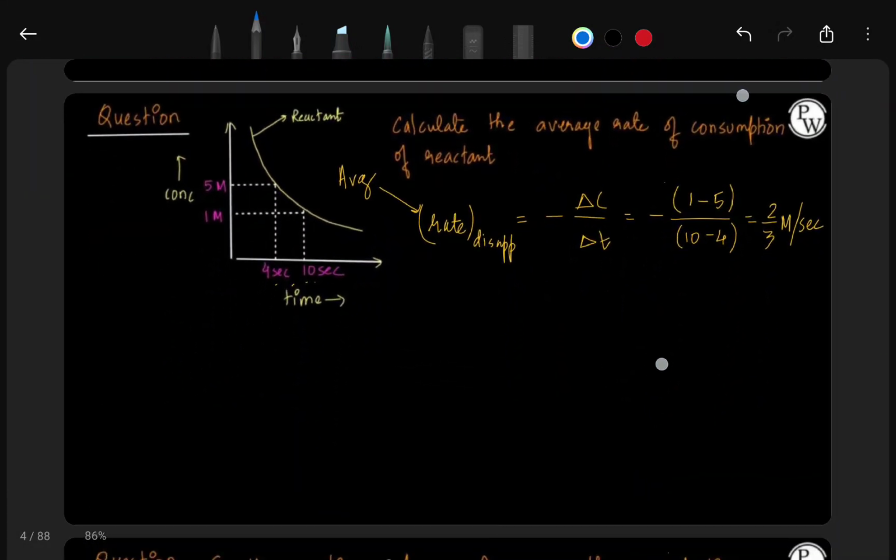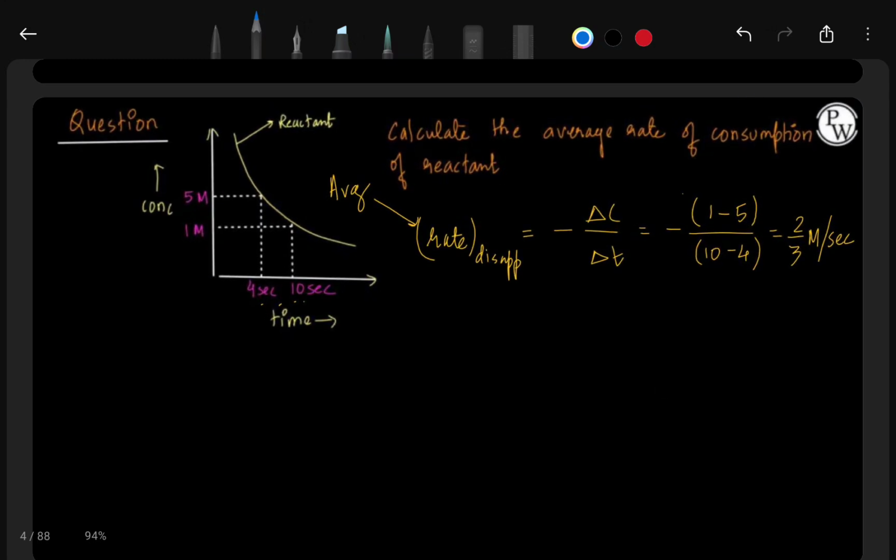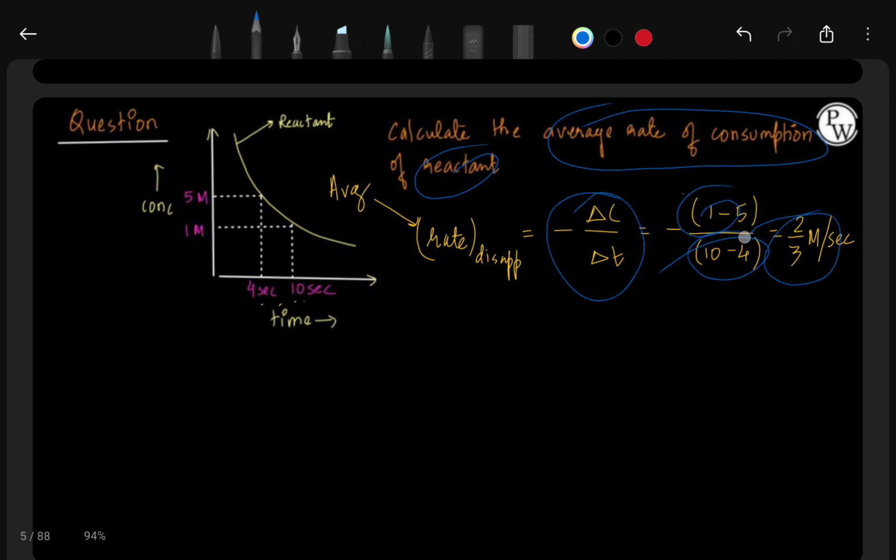Let us start with the topic. A question is also given: calculate the average rate of consumption of the reactant. We also find out what the consumption of the reactant is. Using the graph we can see the concentration at time t equal to 4 seconds and t equal to 10 seconds. So t2 minus t1 is 10 minus 4, and the concentration change gives 2 by 3 meter per second.